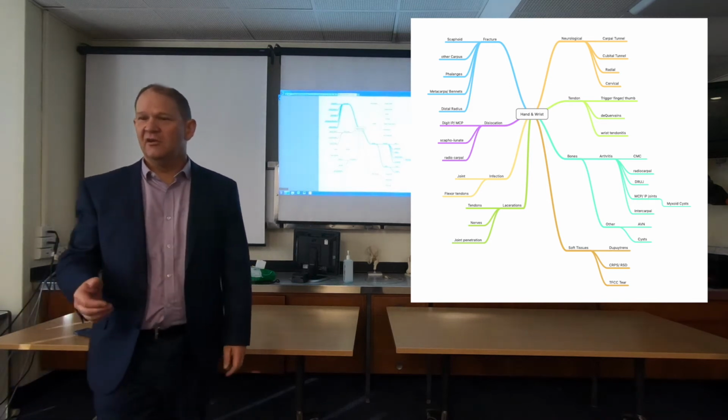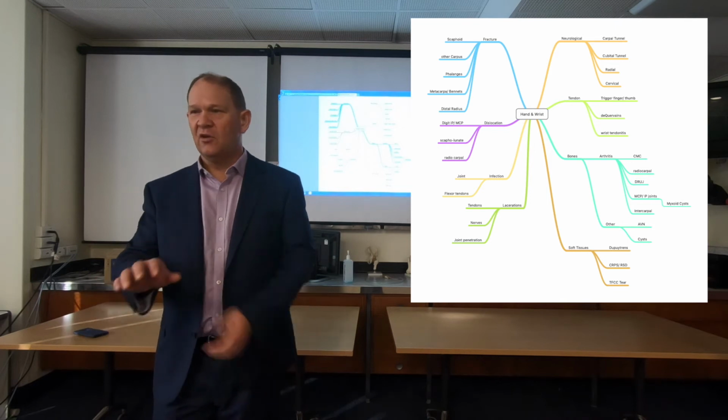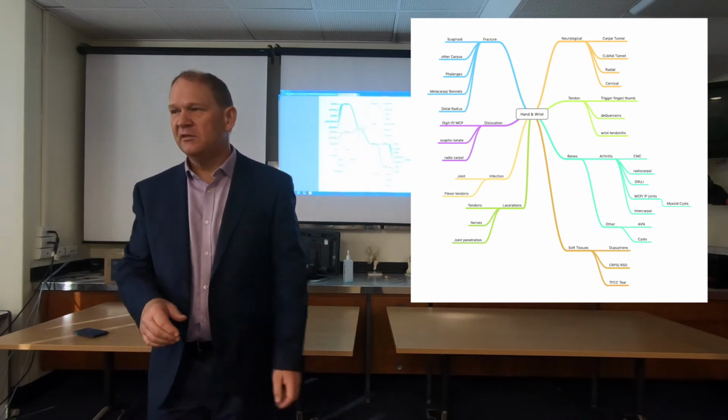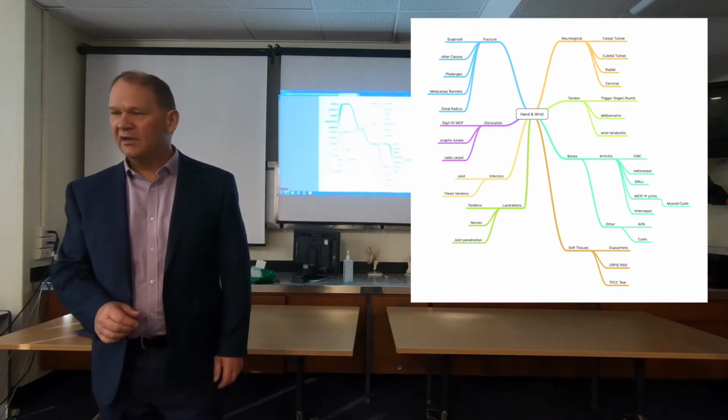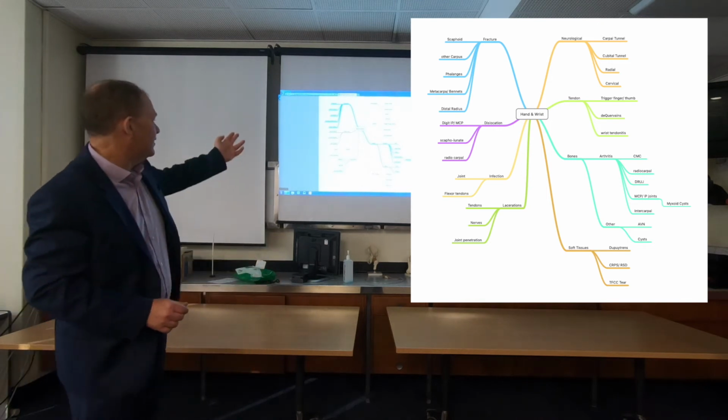You need to know about falling outstretched wrist. You could fracture your radius, you could fracture your scaphoid, and there are other areas that can be damaged. Okay. Then we've got our dislocations.